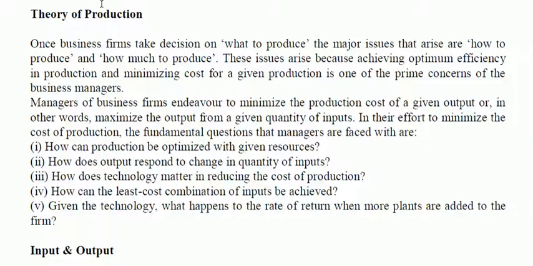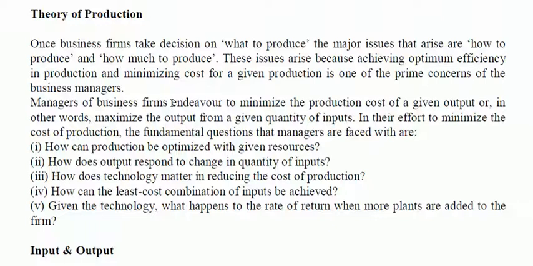The theory of production. In the production part, we have inputs, we have outputs, and between input and output there is a process. In any production, there are various kinds of inputs which will be put into the process and an output will be generated out of it.